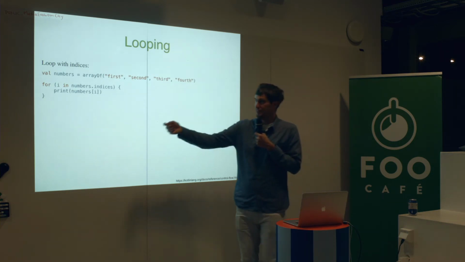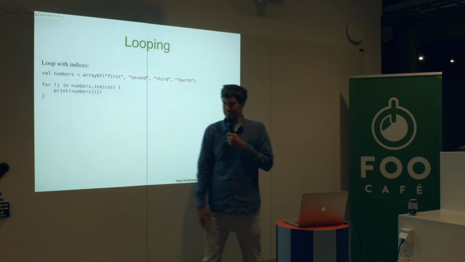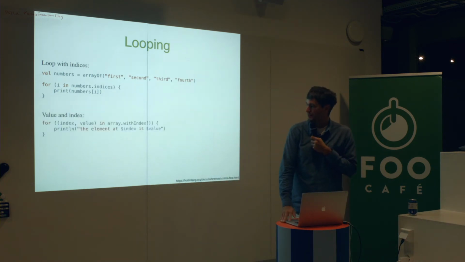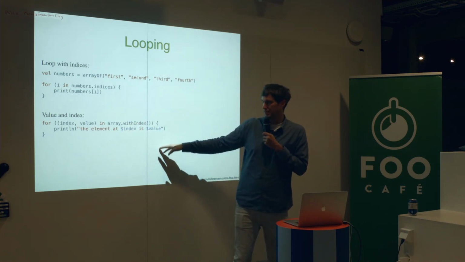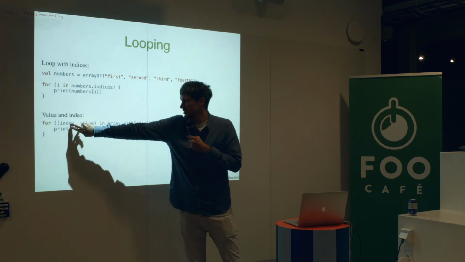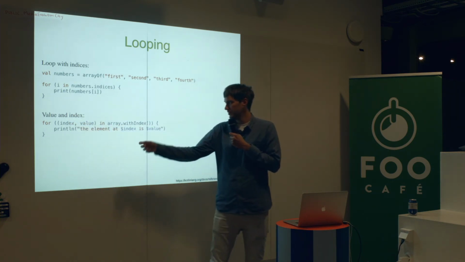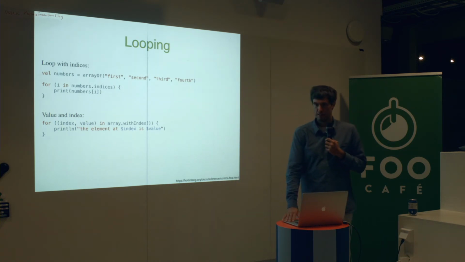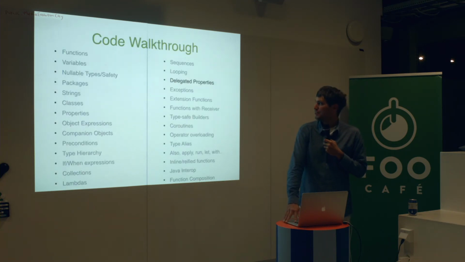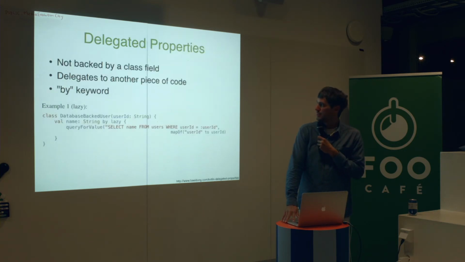Oh, look at this. You can get indices like that, right? But yeah, and then you can do array with index, and then you can destructure that like this, making it index and value like that. There's probably more to this if you're not satisfied. Okay, but I'm moving on to something called delegated properties that are kind of nice.